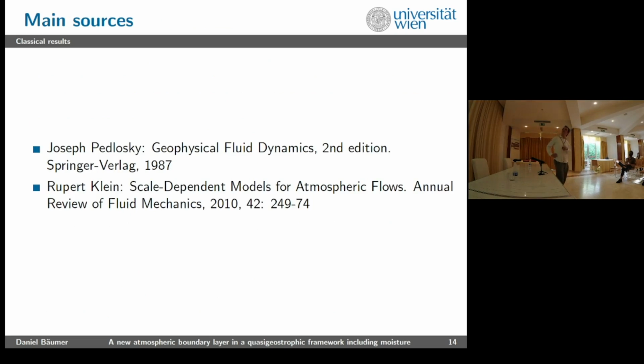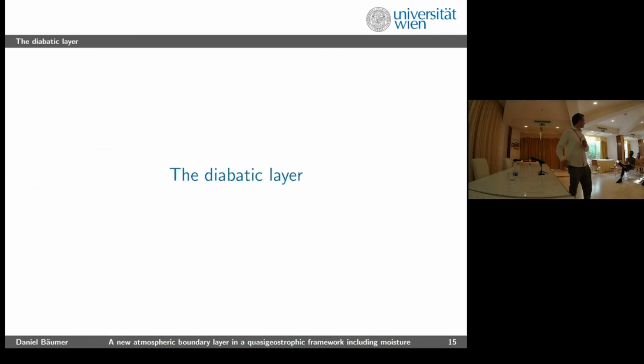All right, so main sources for that, of course, the classical book by Pedlosky, which contains everything that I just mentioned and a whole lot more. And as far as the distinguished limit is concerned, that's the article by Rupert Klein from 11 years ago, Scale Dependent Models for Atmospheric Flows. Okay, very good.